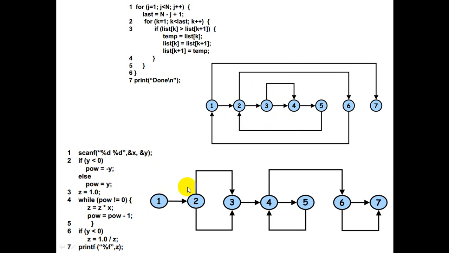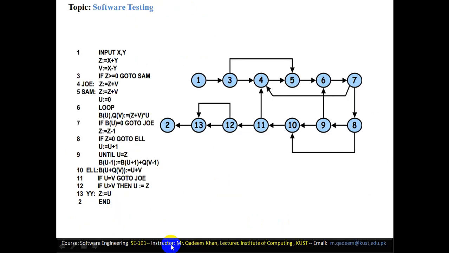Number of edges minus number of nodes plus 2. Number of edges are, for example, 1, 2, 3, 4, 5, 6, 7, 8, 9. Number of nodes are 7. 9 minus 7 plus 2 is equal to 4. Number of bounded areas plus 1: one bounded area, second bounded area, third bounded area. 3 plus 1 is equal to 4. Similarly, number of decision statements plus 1 is also equal to 4. 1, 2, and 3. 3 plus 1 also equal to 4.